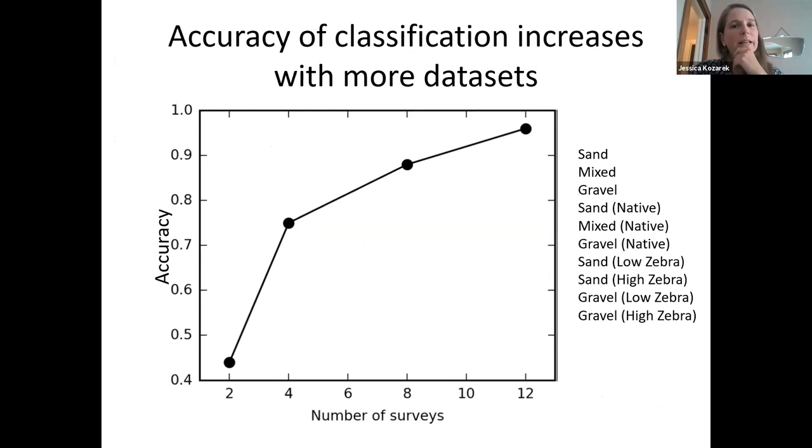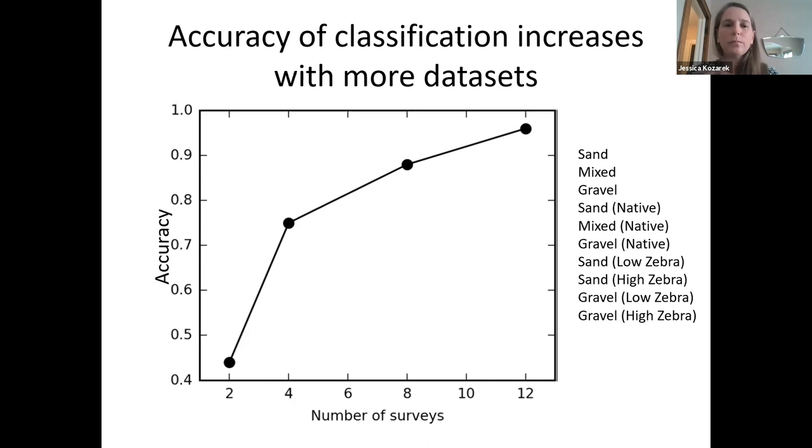So what we ended up with in the laboratory experiments is not particularly surprising, which is that more data equals better accuracy. So the more combinations of sonar settings we fed into our model, the better accuracy of the classification we had. And again, the classification is taking that acoustic backscatter information and predicting whether we have sand, gravel, or mixed, with or without native or invasive mussels.